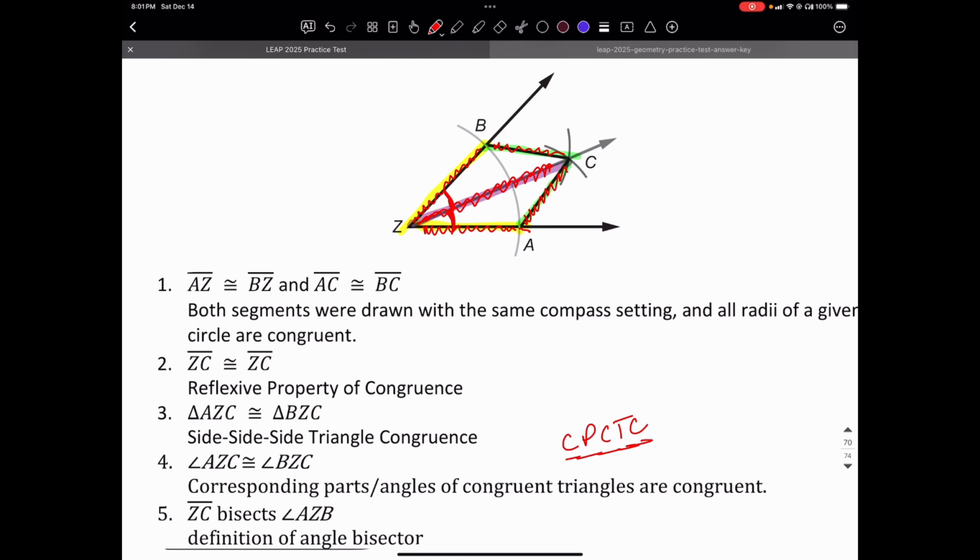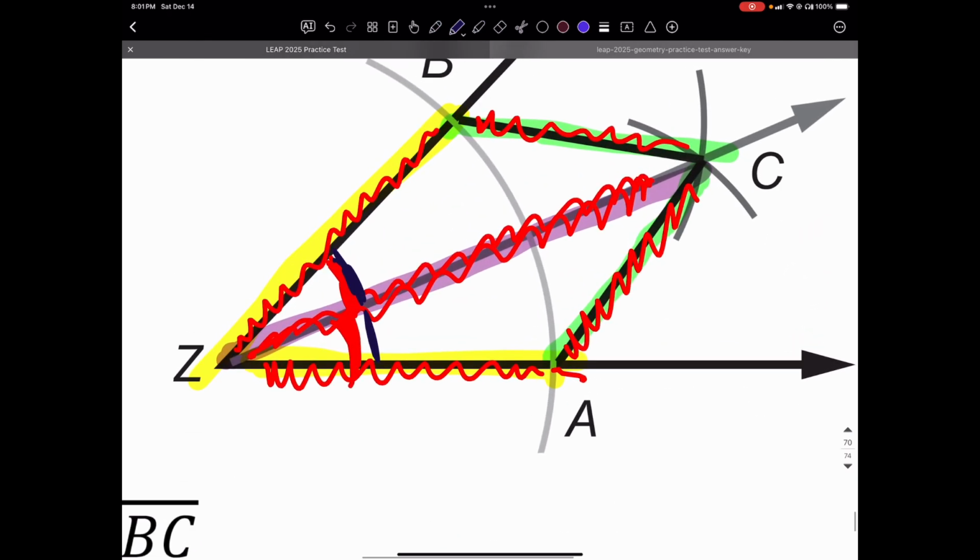And then last but not least, line segment ZC bisects angle AZB based on the definition of an angle bisector, right? So what they're saying is, since this angle here is congruent to this angle here, let me zoom in. Since these angles here are congruent, then that means this line that goes through them, by definition, is an angle bisector, right? So that's basically what they did.